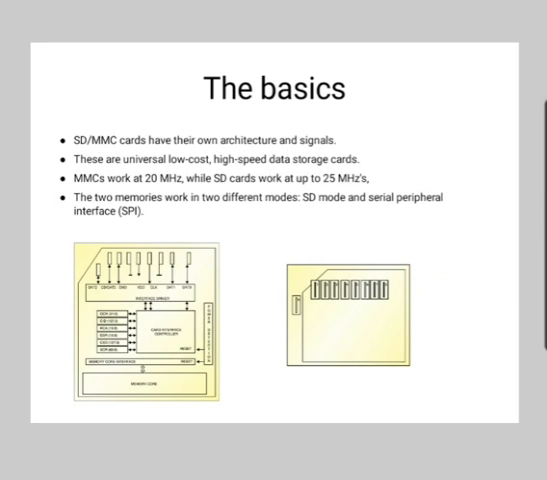Now we will see the basics related to the SD card. The SD or the MMC card have their own architecture and signals. These are universal, low cost, high speed data storage cards. The MMCs work at 20 megahertz while SD cards work at up to 25 megahertz. The two memories work in two different modes, SD mode and Serial Peripheral Interface mode. A diagram for this is shown here.